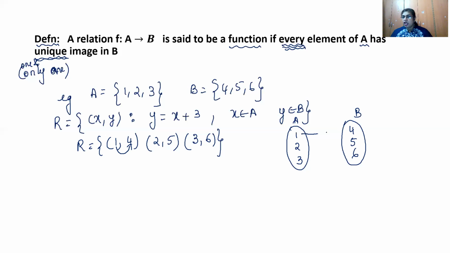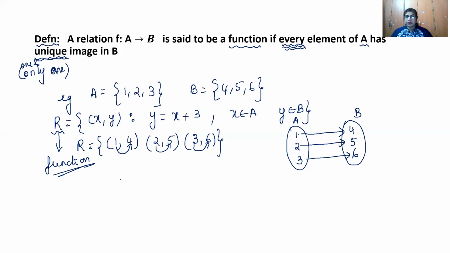So from 1, your arrow goes to 4. Next, from 2, the image of 2 is 5. From 3, the image is 6. So now check the definition. A relation is said to be a function when every element of A is occupied. Yes, everything is occupied; there is no element left out. And all the elements should have only one image. Check whether each has only one image. Yes, so the condition of a function is satisfied. Therefore, we can say this R is a function. Hope the idea is clear.